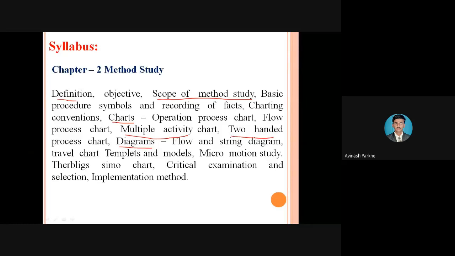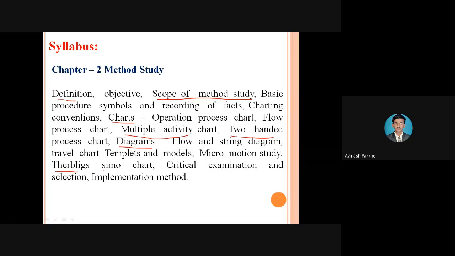In addition to that, some models and some standard charts are there. Micro motion study. Micro motion study, as the name itself suggests, is motion study at the micro level. Whatever little movements or micro motions are taking place by that particular material, or by that particular man, all these motions can be represented in the micro motion study.